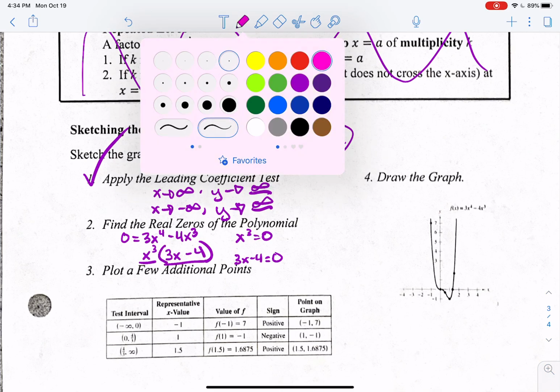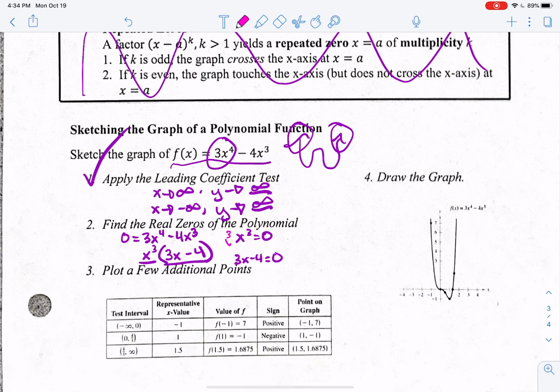Okay, to get rid of the cube on the x cubed, I can take the cubic root, but the cubic root of 0 is still 0, so I have that. Then if I add the 4 and divide by 3, I have x is equal to 4/3. So those are going to be the two places where he crosses.